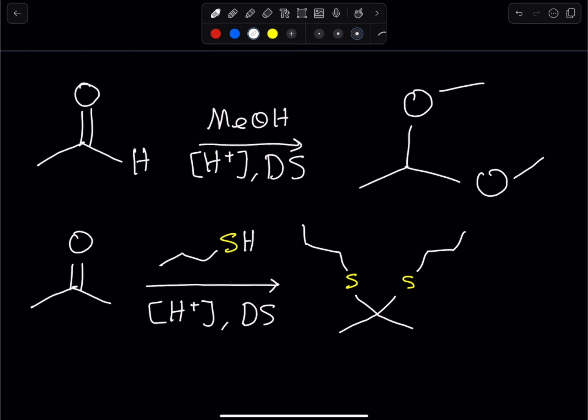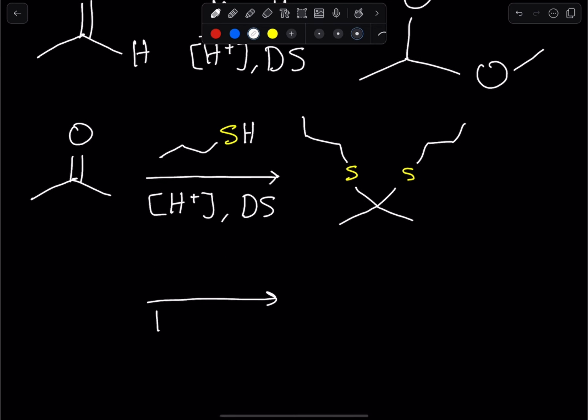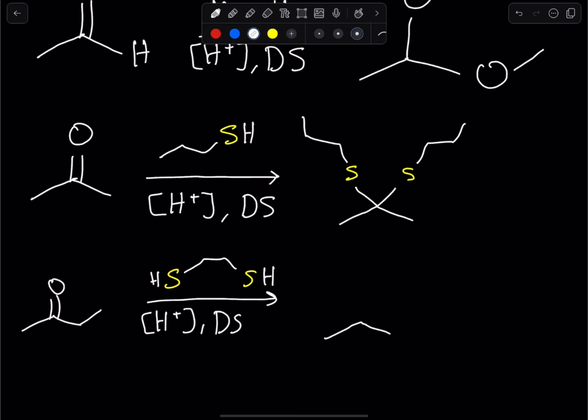Okay. And of course, you can use the same ethylene glycol version of sulfur. So you can go sulfur, sulfur, and then put 2 carbons between it and react it with any ketone. Let's make it a weird ketone this time. So now you will have like that.